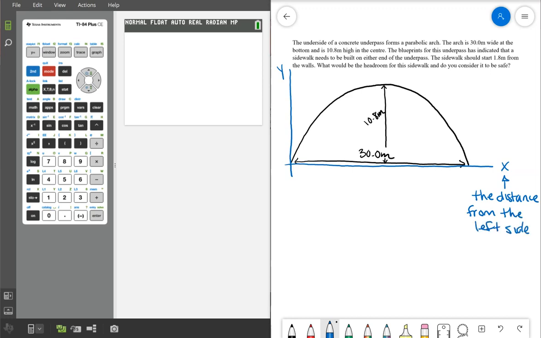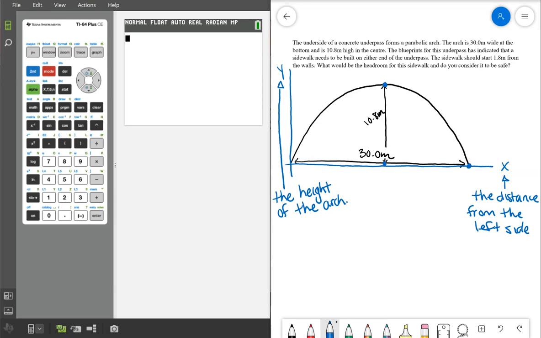So if I'm sitting right here at the center, I would be 15 meters away from the left side. If I'm over on this point here, way on the right side, then I'd be 30 meters away from the left side. What y is graphing here is the height at any given point, so the height of the arch. And so if I'm right at the top of my arch here, I am going to be 15 meters to the right of the left side, and I'm going to be 10.8 meters up in the air. So we can use these 2 points. This is going to help us come up with an equation.